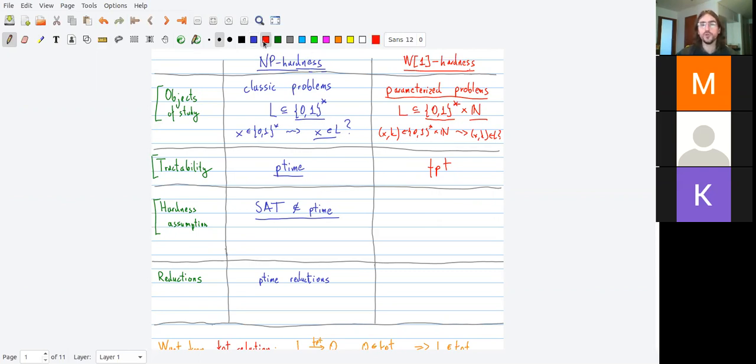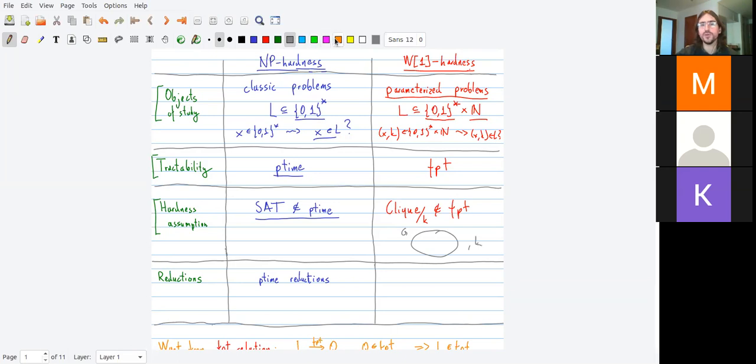So we need to have a hardness assumption for parameterized complexity. We need to understand whether there is some problem that we do not expect to be fixed parameter tractable. And the usual assumption that we make here is that the problem Clique is not fixed parameter tractable. The Clique problem parameterized by the solution size k is the problem where you are given a graph, say a graph G, and an integer k.